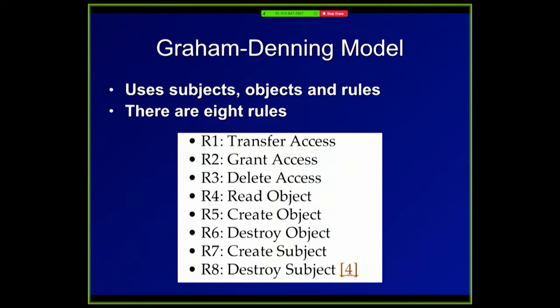The Graham-Denning model uses subjects, objects, and rules. Things like this: create subject, create object, delete access, transfer access, and so on. And then people have various abilities to do these things. All of these are just different ways of mathematically formalizing the restrictions necessary to run a business.